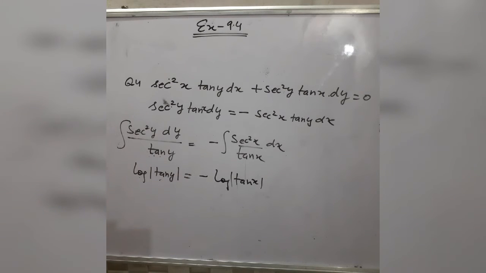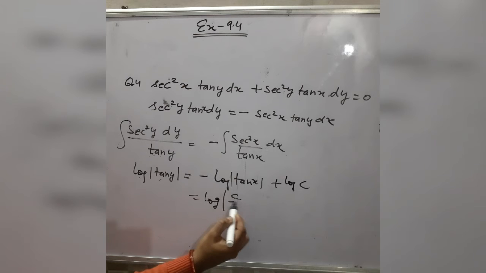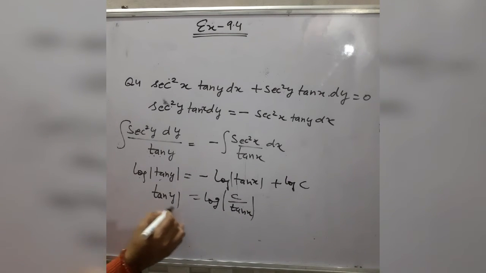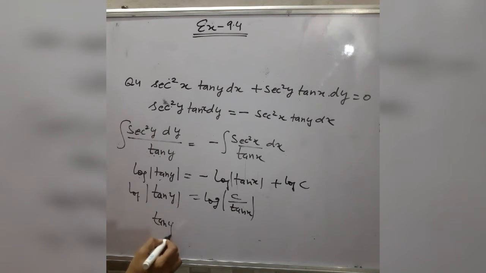Now both the terms are in the form of log, so you can take the constant term also in the form of log. In place of constant term c you can write down here log c. Now log m minus log n can be written as log m by n, meaning log c by tangent x, and here log tangent y. Now log is cancelled with log, you will get tangent y is equal to c by tangent x, or tangent x shifted on this side, so tangent x into tangent y is equal to c. This is the solution of the given differential equation.